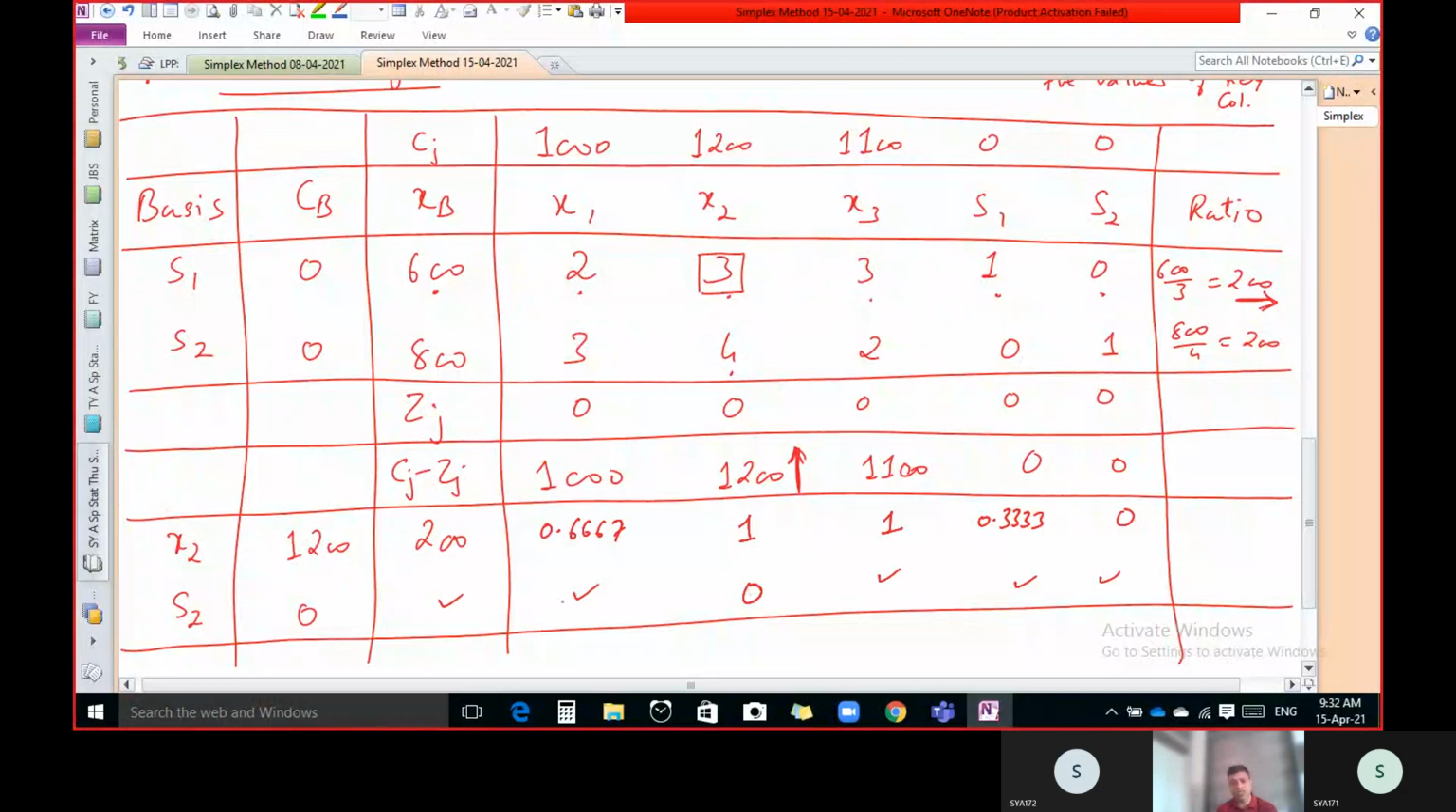Now to calculate this value, there is one rule that you have to follow. What do we have to do? How to calculate this one? The rule is: whatever your old value is, that is 800, minus, you have to subtract something. What do you have to subtract? See, in this column, this is the element in the key row, and this is the element in the key column.